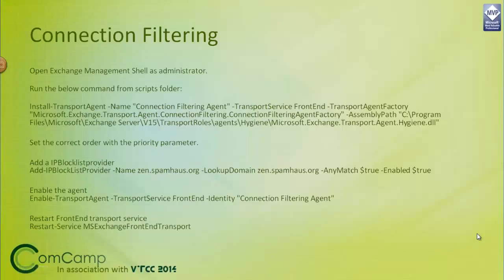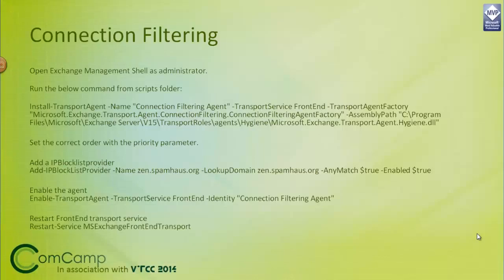This slide is talking about connection filtering. Connection filtering is anti-spam filtering, which does not come with the anti-spam script. By running install-antispamagents.ps1, you will not find connection filtering, because connection filtering is part of the client access server. It's not on the mailbox server. So we need to follow these steps to create connection filtering.